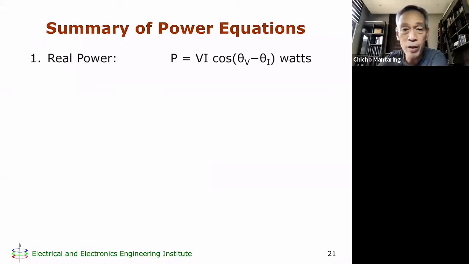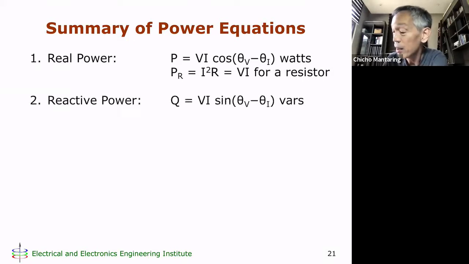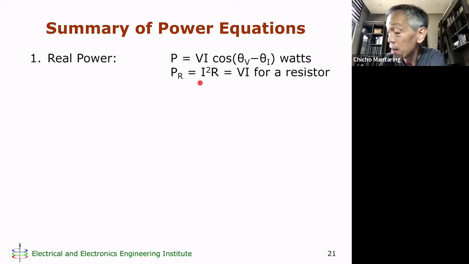First of all, real power. Your real power is the RMS value of your voltage multiplied by the RMS value of your current multiplied by cosine of theta V minus theta I, where theta V is the phase angle of the voltage and theta I is the phase angle of your current. That is your real power. And for a resistor, this is I squared R.